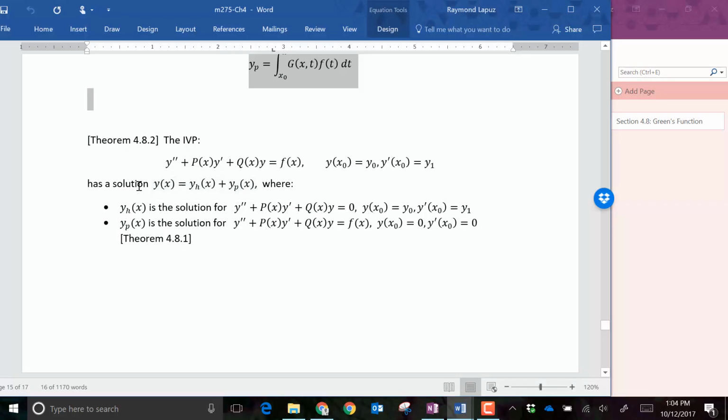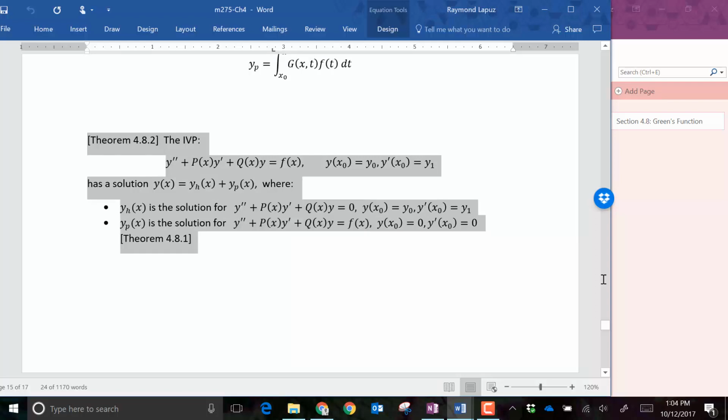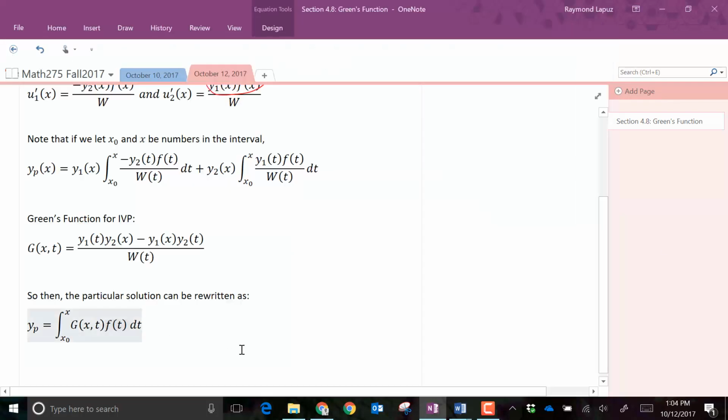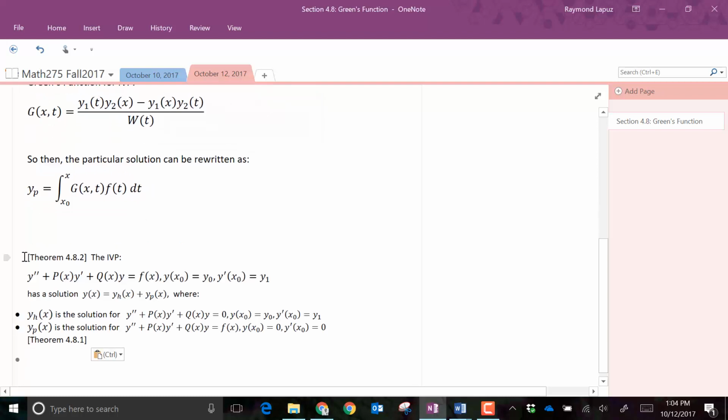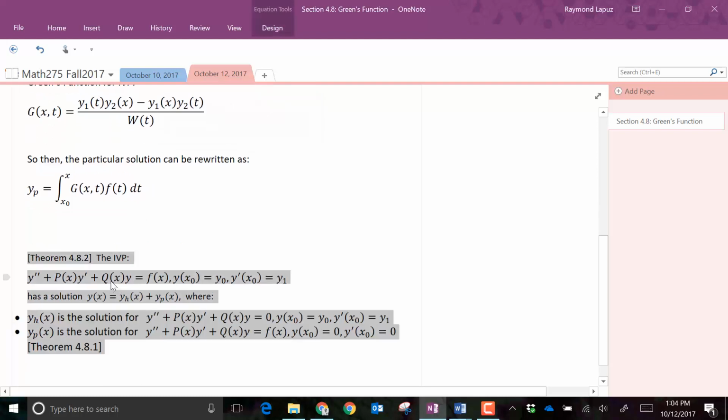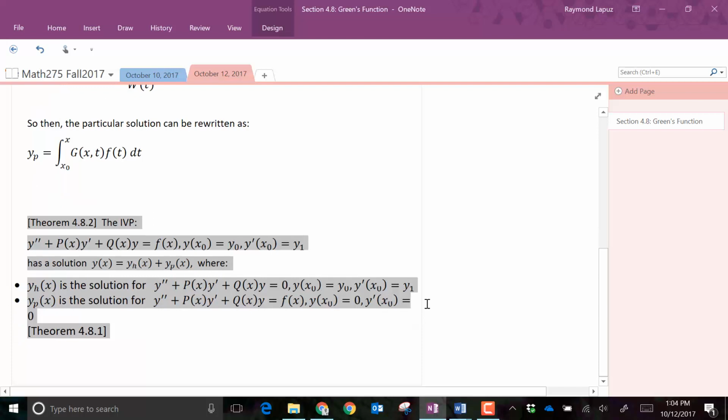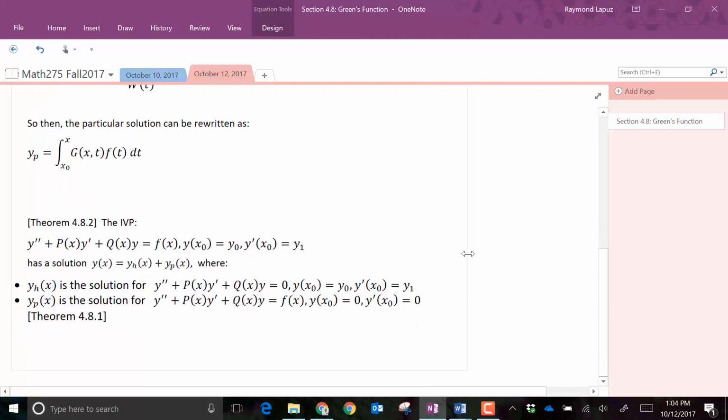Oh, I guess we should copy this theorem too. So this theorem just allows us to use Green's function to solve initial value problems.